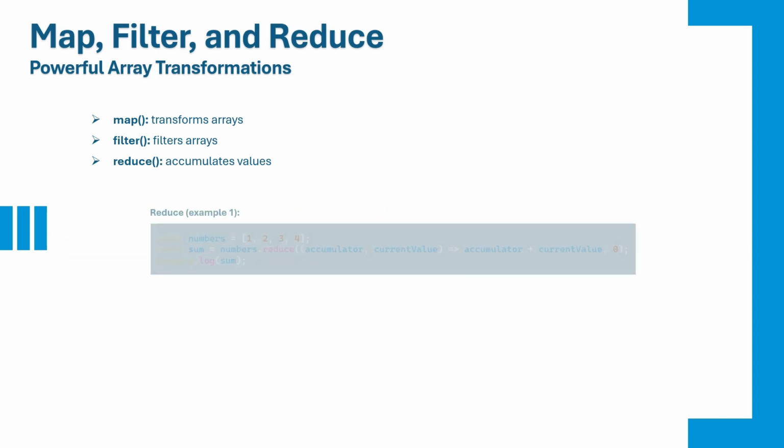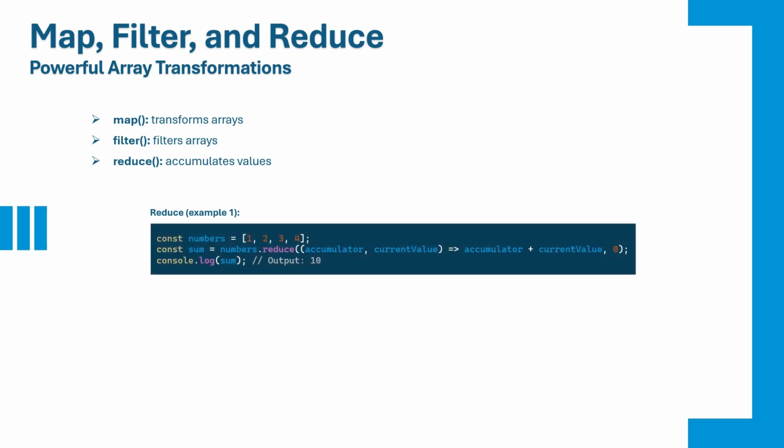Let's look at an example where we calculate the sum of an array of numbers. Here, we start with an initial value of 0 for the accumulator. On each iteration, reduce takes the current value of the numbers array, adds it to the accumulator, and then returns this new total to be used in the next loop. By the time reduce finishes iterating, accumulator contains the total sum of 10.